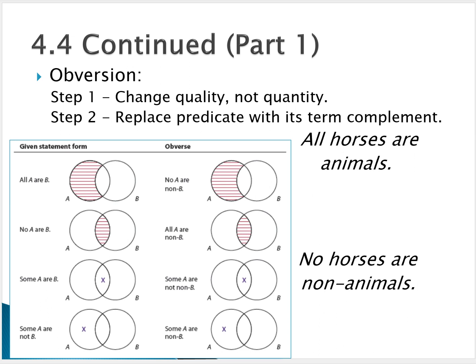All right, obversion is where you change the quality, not the quantity. So you replace the predicate with its term complement. So if you say all horses are animals, the obversion would be no horses are non-animals. And again, here are your four statement forms and their obverses. So you might want to press pause and take some notes about that.